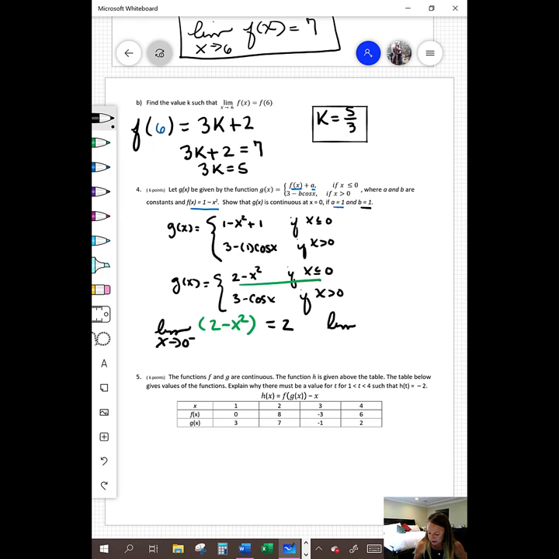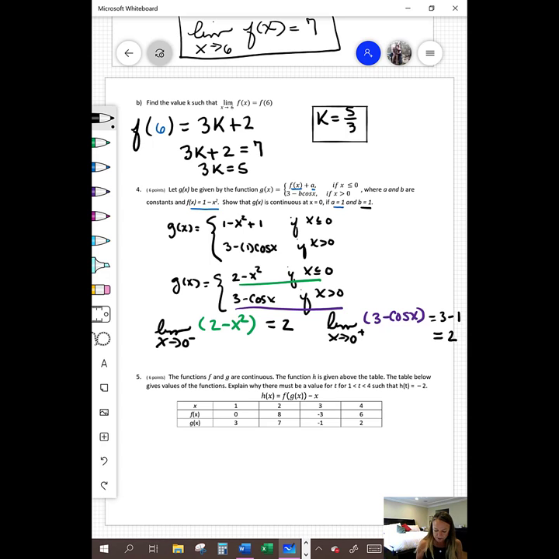Now let's look at the limit as x is approaching 0 on the right. And so this is the equation for x greater than 0 on the right, so that would be the second equation, 3 minus cosine of x. If we plug in 0 wherever we see an x, this is equal to 3 minus cosine of 0, which is 1. So this is also equal to 2.